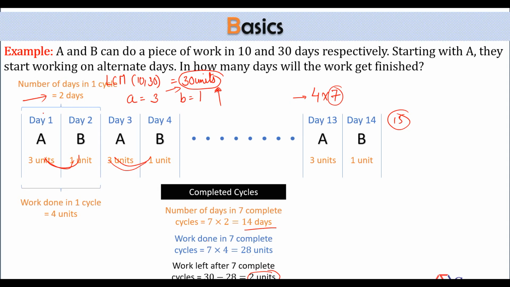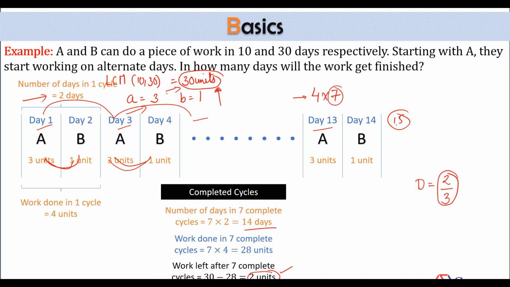Now, if you look at the pattern here, A will be working on the odd-numbered days, that means day number 1, day number 3, day number 5, and so on. So on the 15th day, it's A's turn, and only 2 units of work are left. So how much time does A need to finish these 2 units? A can do 3 units per day, and the work left is only 2. That means A does not need a complete day. Work left is 2 units, and he can do 3 units per day, so he needs two-thirds of a day to finish the whole work.